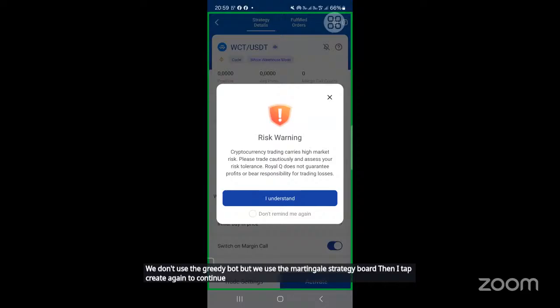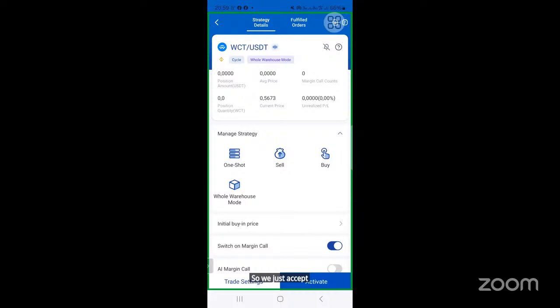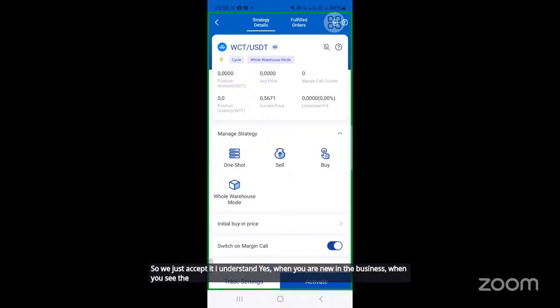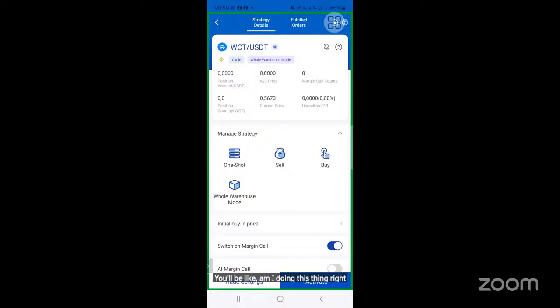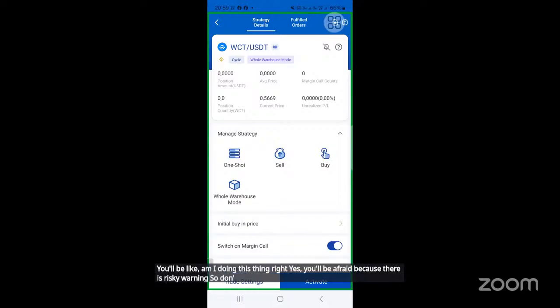All right. Yes, there is always a warning, which is a risky warning. Don't worry about it because this is a cryptocurrency. It is volatile in terms of price. So we just accept, I understand. When you are new in the business and you see the risk warning, you'll be like, am I doing this thing right? Yes, you'll be afraid because there is a risk warning. So don't worry, just proceed, accept it, say I understand, so that the robot can display the coin that you are trying to set.